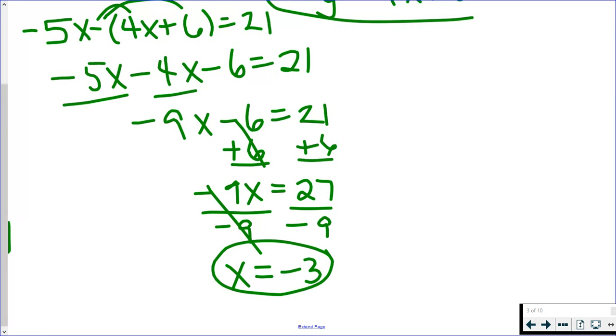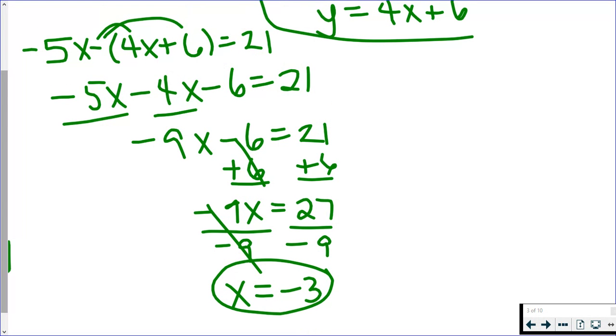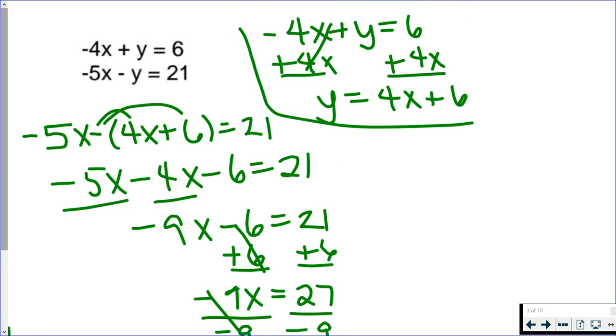So we have half of our answer. We know that x is equal to negative 3. Now, when you are solving a system, remember you need an x and a y in your answer. I know that x is negative 3, so I can take that x equals negative 3 and use any of the original equations. Now, I can also use y equals 4x plus 6.